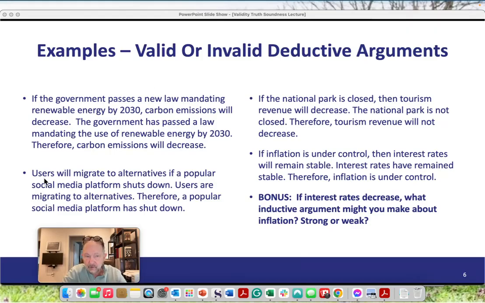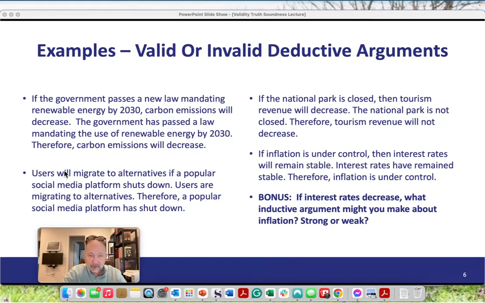Whereas this one, if you read it too fast and you don't think about it, you might think it's valid, but it's not. Users will migrate to alternatives if a popular social media platform shuts down. Users are migrating to alternatives, therefore a popular. See, the reference here is, let's do this: P if Q, Q therefore P. You see what I'm saying?